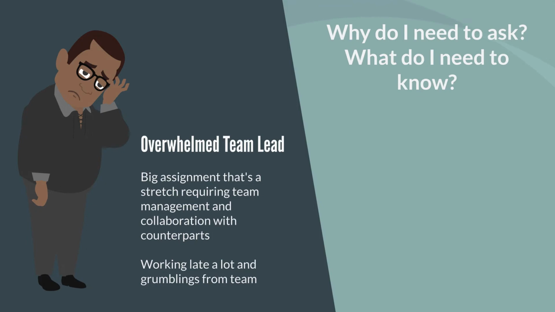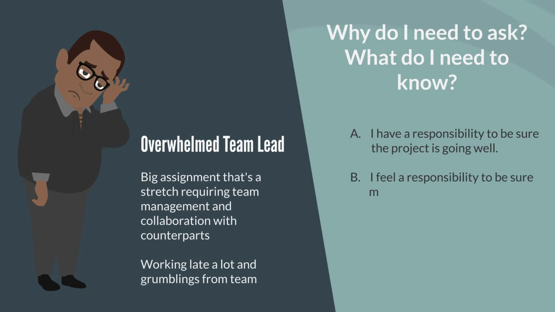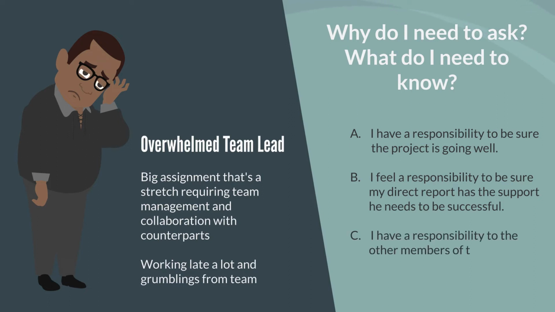Some possibilities to explain why the supervisor asked these questions are: it was the supervisor's responsibility to be sure the project is going well, to be sure his direct report has the support needed to be successful, and the supervisor's responsibility to the other members of the team. These may seem obvious, but the brief consideration of what you need to know and why you need to know it helps you think about the kinds of questions you need to ask.